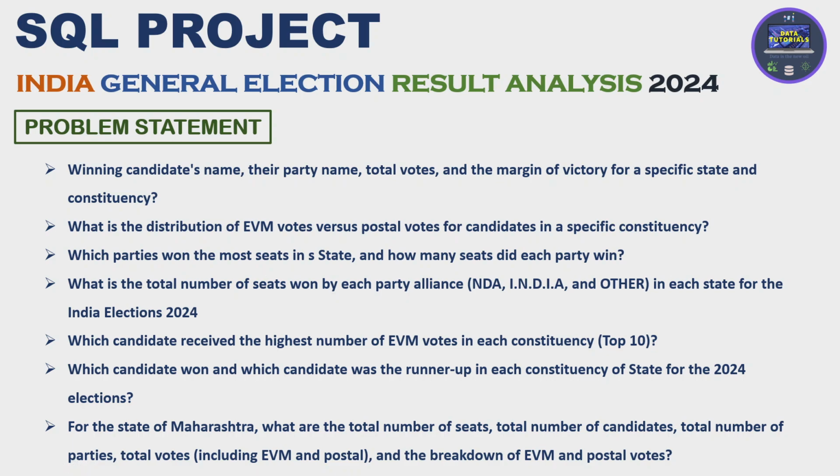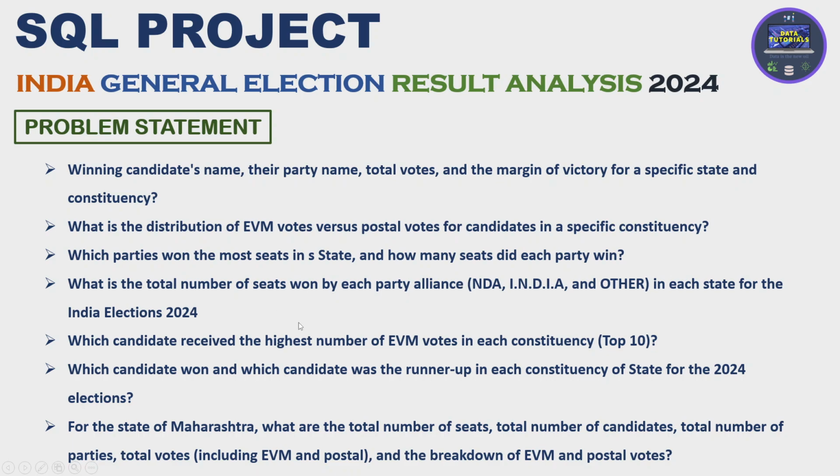In a state, we have different parties. For example, in UP, we have BJP, Congress, and SP. In that state, how many seats has each won? For Maharashtra, we have Shiv Sena, BJP, and Congress, and two divided Shiv Senas: one led by Uddhavji Thackeray and the second led by Shri Eknathji Shinde. Likewise, we are going to find out who won how many seats, state-wise. Then, what is the total number of seats won by each party alliance? We know the party alliances in each state for the India elections, so we are going to do the same thing here.